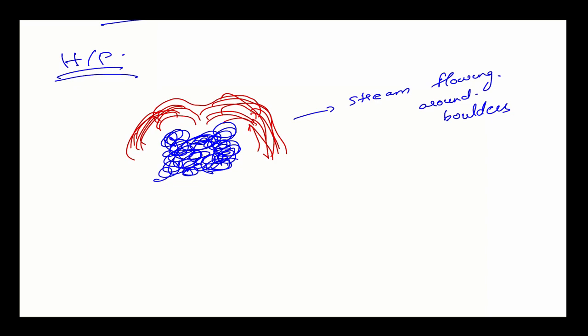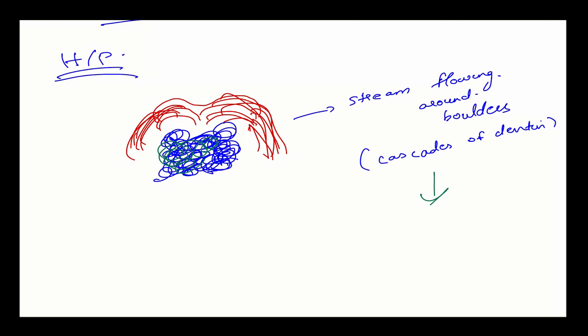So this they have asked in different ways. One is, what is the histopathology? It's a stream flowing around boulders, or cascades of dentine, another name being cascades of dentine. Another thing they could possibly ask you is, what is the reason for this? The typical reason is this disorganized dentine over normal dentine. And why is this being formed?